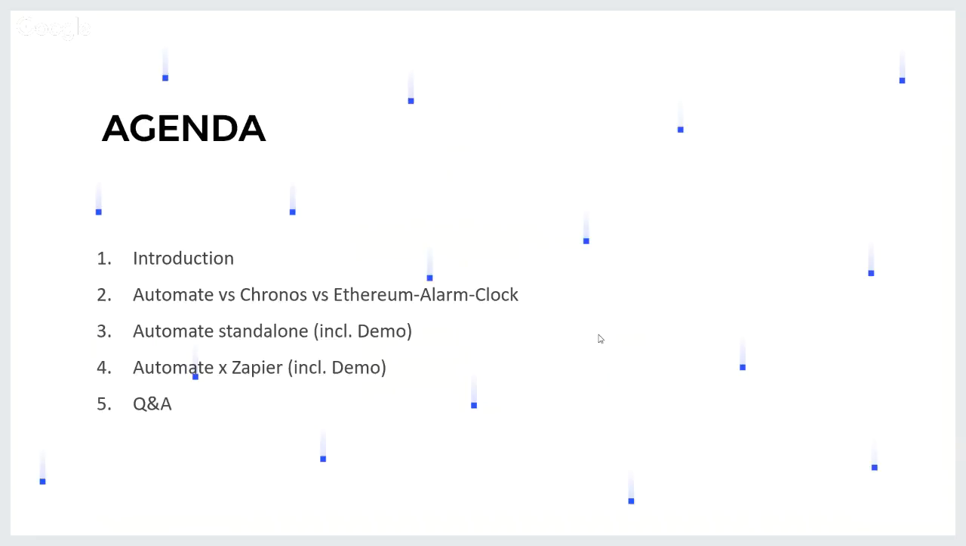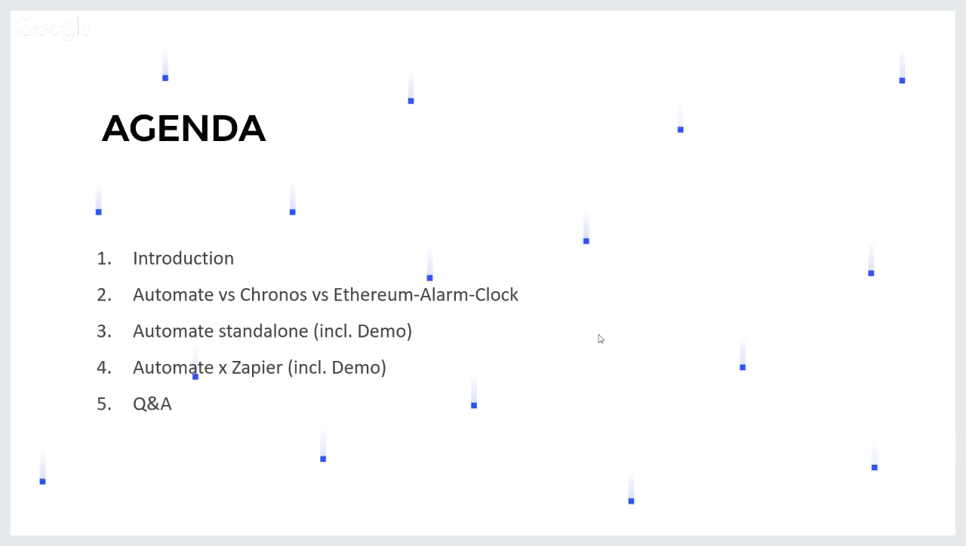So, the agenda for today's live stream, as you can see, has 5 key points. The first one is a small introduction to what we're going to talk about. Then we have a comparison between the things we talked about previously. You might be familiar with Chronos and Ethereum Alarm Clock, and Automate is something new. The leading programmer and architect behind this concept was Piotr. I think you know Piotr very well.